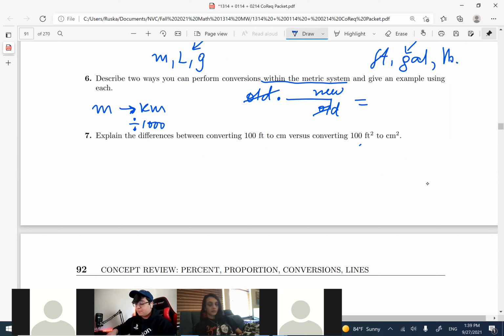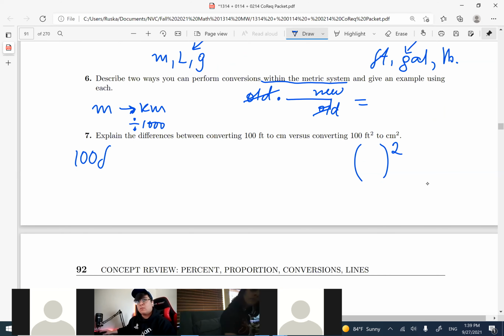That's right. So if you convert, let's do it so you can see exactly how that happened. If you have 100 feet and you want to go to centimeters, what are you going to do? You're going to multiply by feet in the bottom and centimeters in the top, right? What was the conversion between feet and centimeters? 1 foot is how many centimeters?